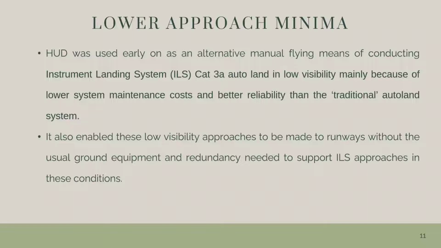Lower approach minima. HUD was used early on as the alternative manual flying means of conducting instrument landing system, ILS, CAT 3A auto land in low visibility, mainly because of the lower maintenance cost and better reliability than the traditional auto land system. It also enabled these low visibility approaches to be made to runways without the usual ground equipment and redundancy needed to support ILS approaches in these conditions.